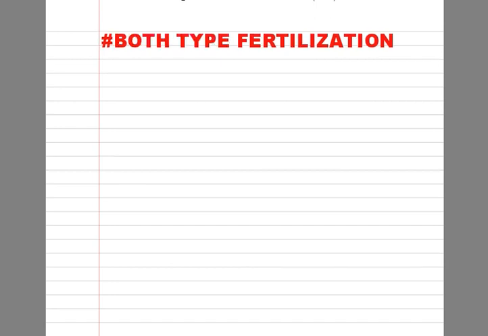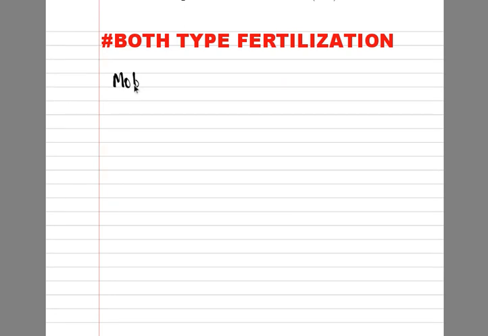Internal fertilization means fusion within the female body. To remember the phylums which show internal fertilization, we have to first go to both type of fertilization. Both type of fertilization trick goes somewhat like this.